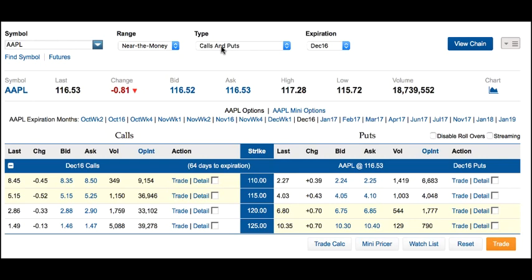For type, right now we have calls and puts, so we're going to see both the calls on the left-hand side here and the puts on the right-hand side. And you can select if you just want to deal with calls, you can just look at one of them. And then the last thing is the expiration.